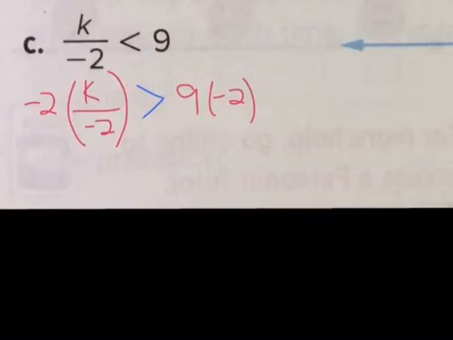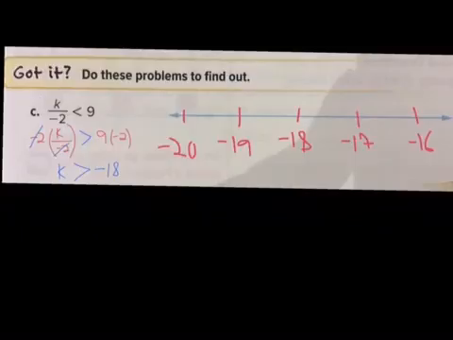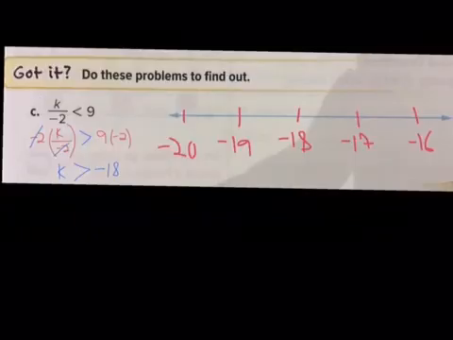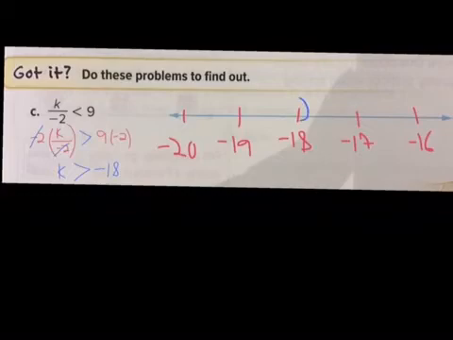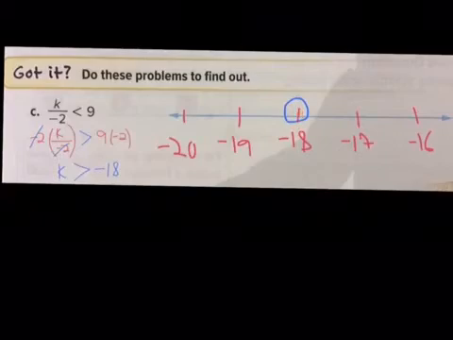Okay, these two cancel each other out. I'm left with k is greater than negative 18. So what does that look like? I'm going to circle it, but I'm not going to fill it in, because it's not equal to negative 18. It's just greater than negative 18.